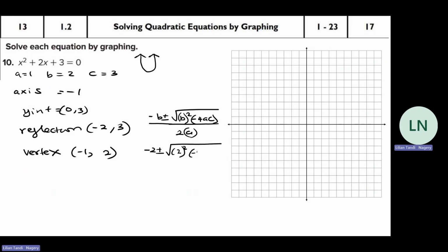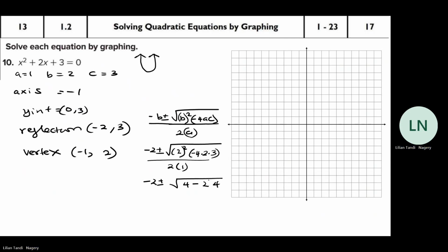And then 4 times 2 times 3 over 2 times 1. So, what did I notice? My determinant is negative. So I have -2 plus or minus 4 minus, this is 8 times 3 minus 24.